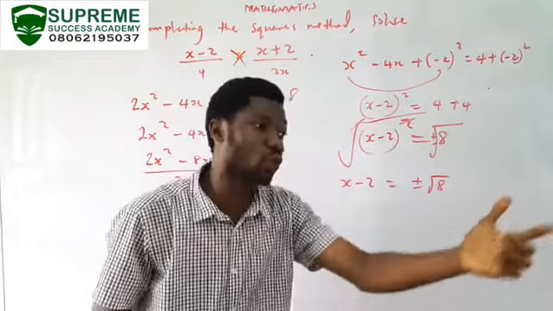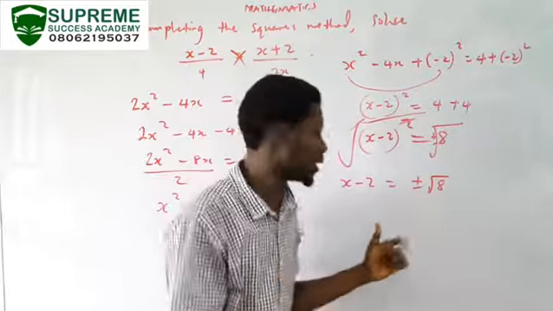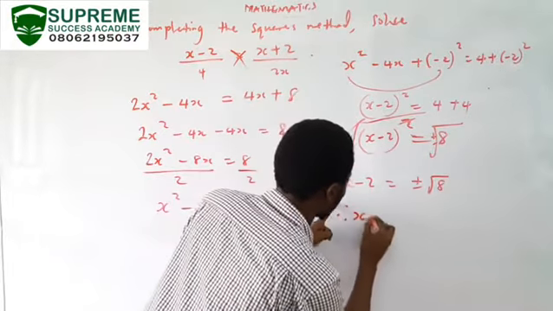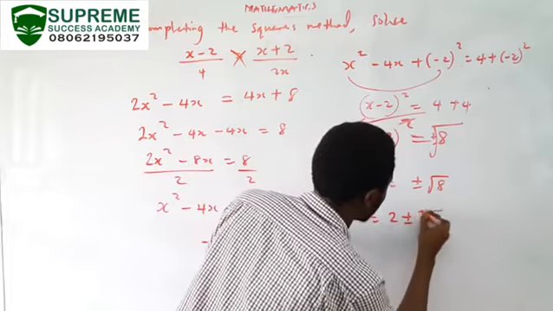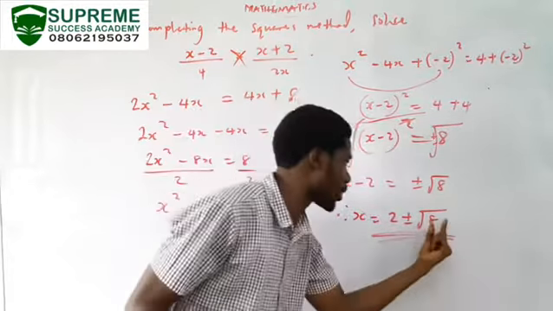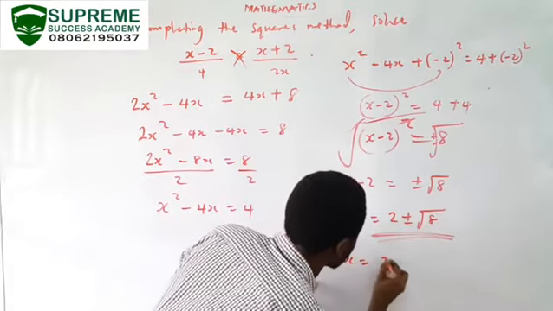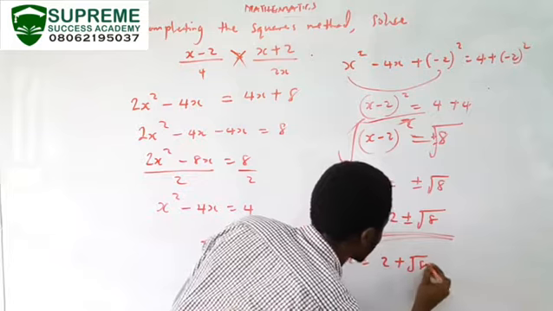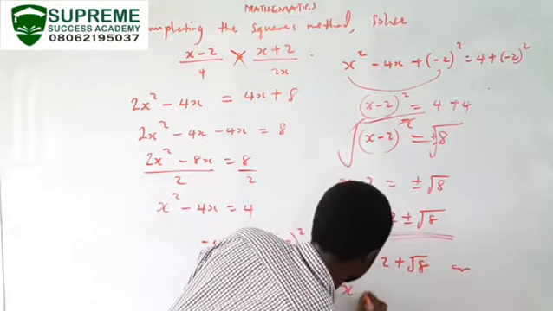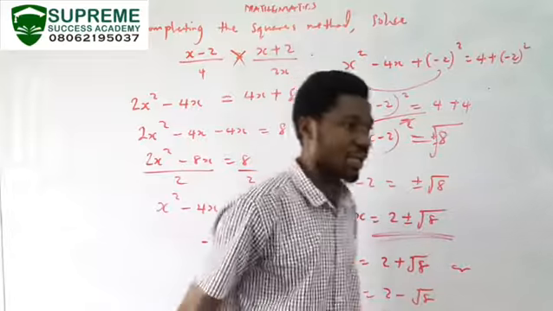That's what the exam expected. They said correct to 2 decimal places. You can go and use your calculator, but for this class, let us leave it in short form, please. So we can have x equals 2 plus or minus the square root of 8. This is the answer in short form. The first one will be x equals 2 plus the square root of 8, or x equals 2 minus the square root of 8. Thank you very much.